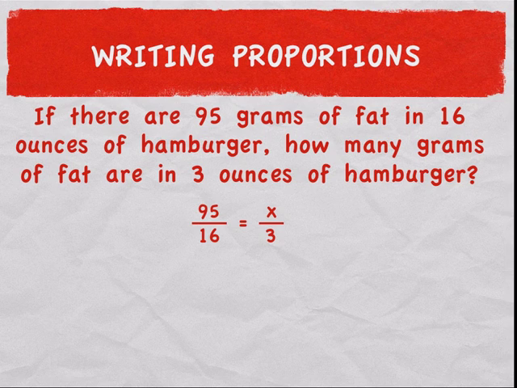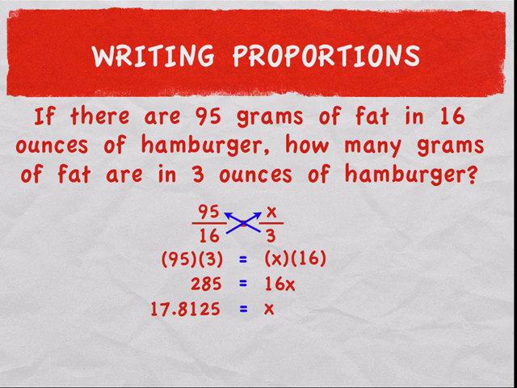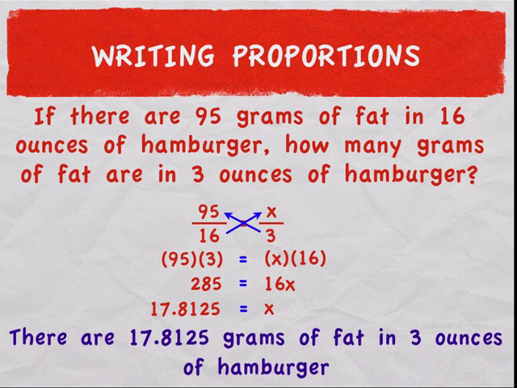Now just a quick review on solving proportions. Remember that you cross multiply in order to get an equation and then solve that equation. So we find that there are 17.8125 grams of fat in 3 ounces of hamburger.